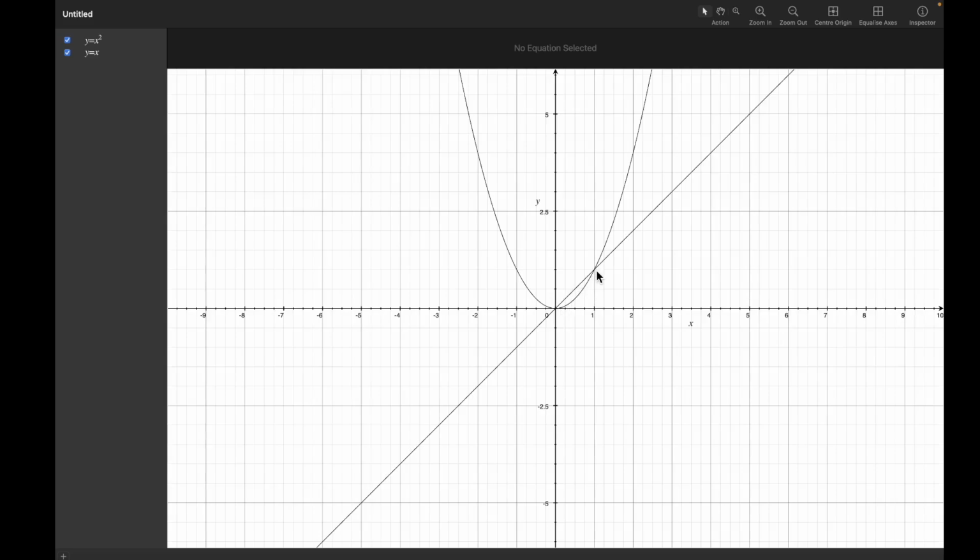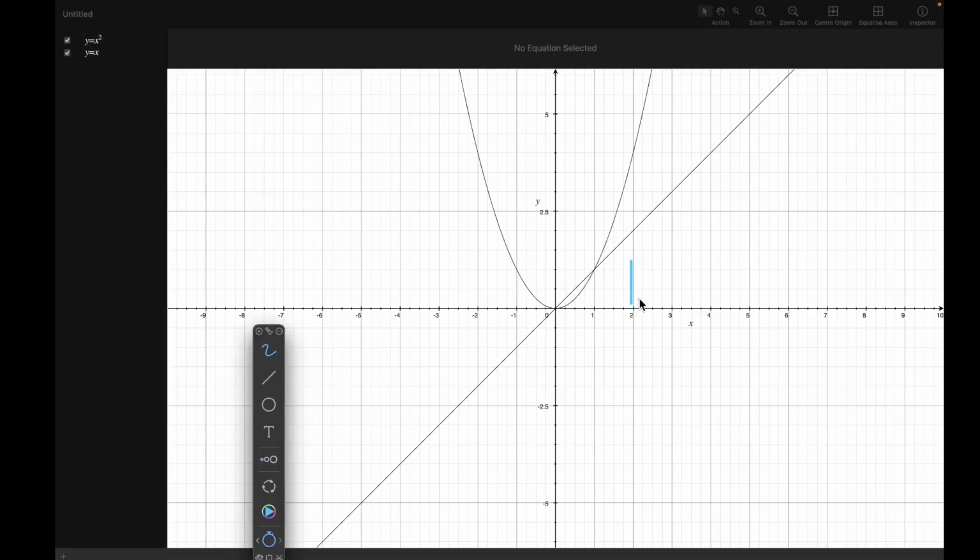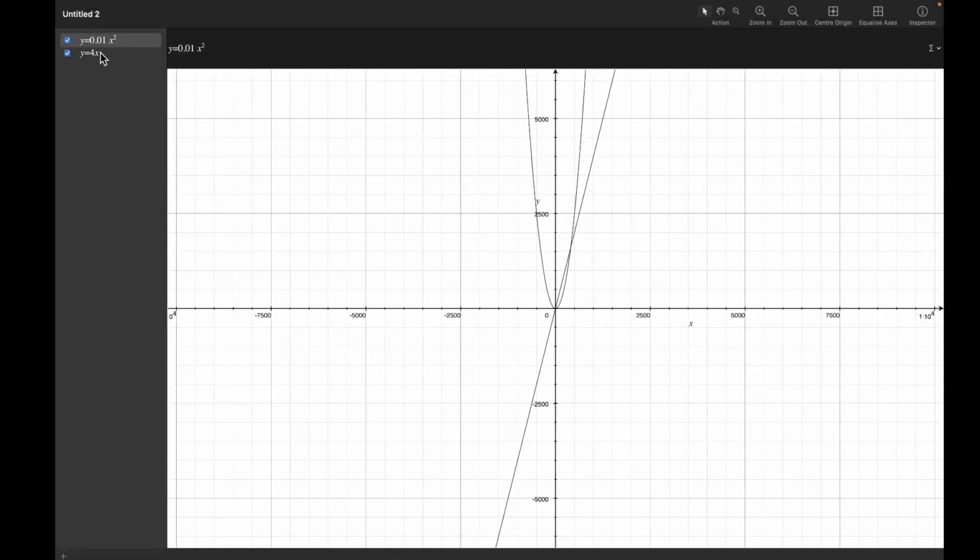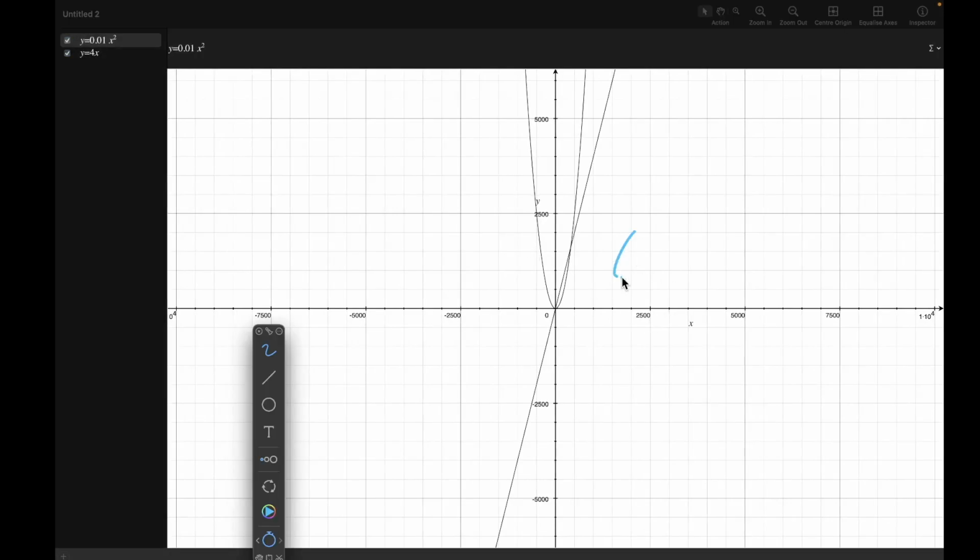So it will intersect at some point. For y equals x square and y equals x, the intersection happens at 1, 1, right? But for this thing, with 0.01 and 4 being present as coefficients, the intersection is going to happen at 400. I had to calculate it differently. You can very easily calculate it. This part I will leave to you as homework.